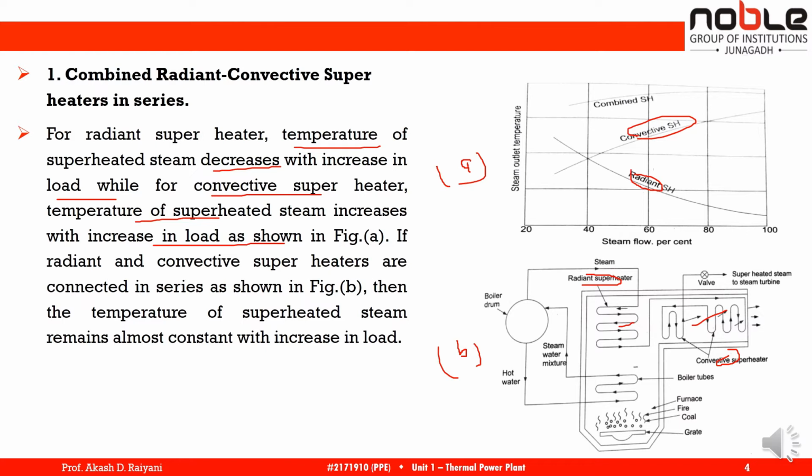If the convective and radiant superheaters are connected in series, then the temperature of the superheated steam remains almost constant with the increase in the load. Here it is the combined radiant and convective superheater, so the temperature remains constant with the load.